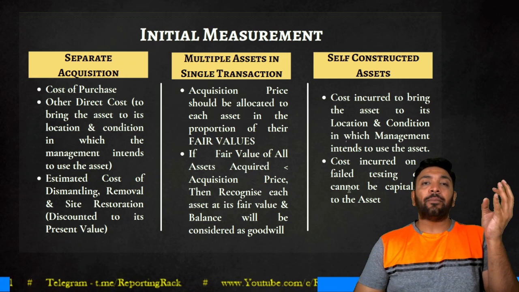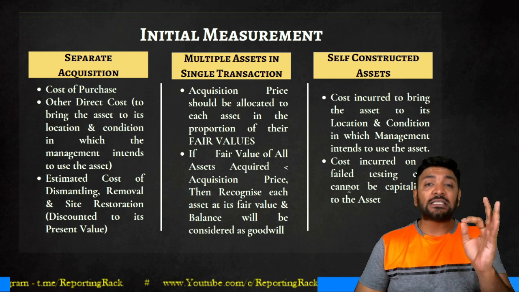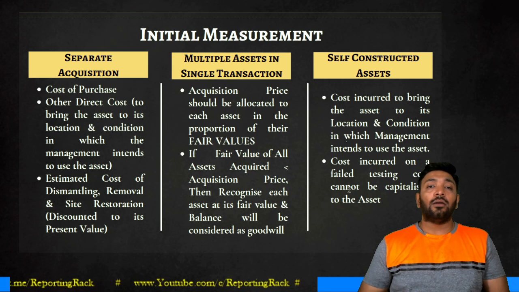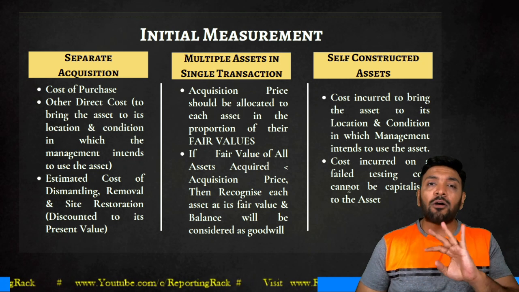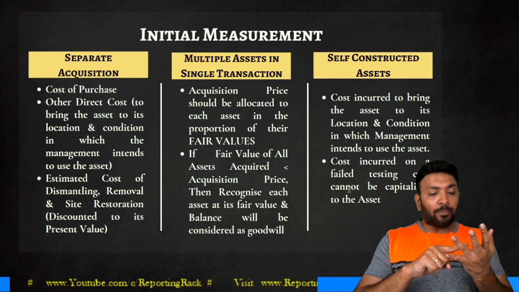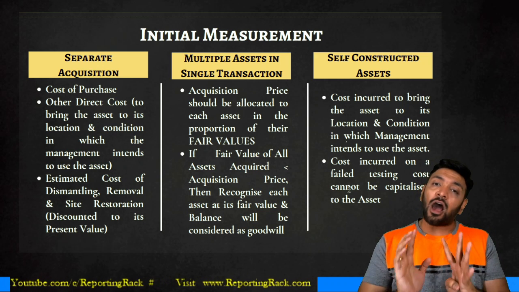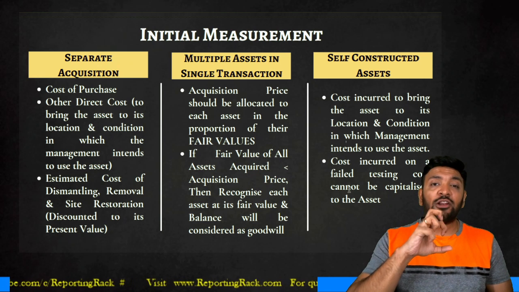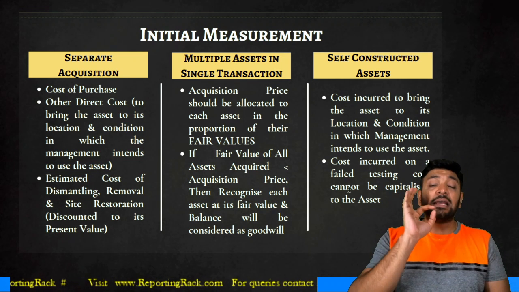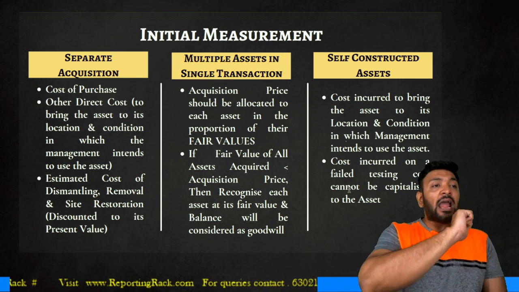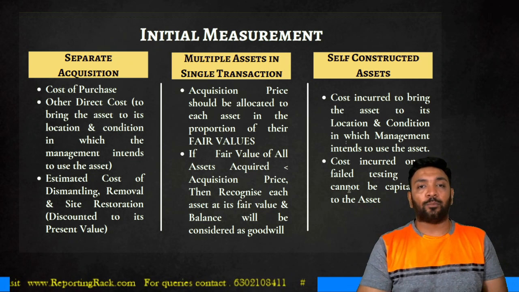A's cost was 40, B's cost was 30, C's cost was 20, D's cost was 10 fair values. I acquired it by paying 80 rupees. What is the sum of fair values? A 40 plus B 30, 70, plus C 20, 90, plus D 10, 100. Sum of fair values of the asset is greater than the transaction price or purchase price of 80. In such case, 80 will be allocated to A, B, C, D in the ratio of 4:3:2:1.